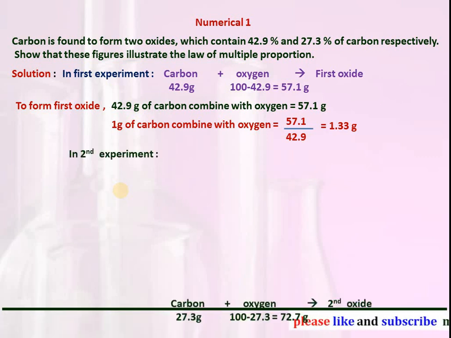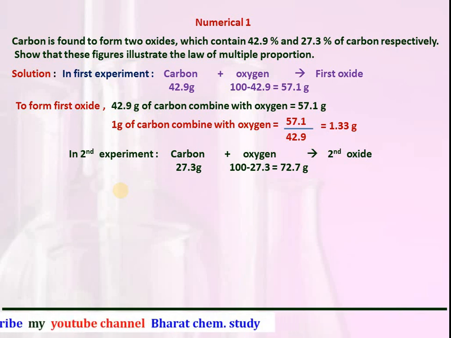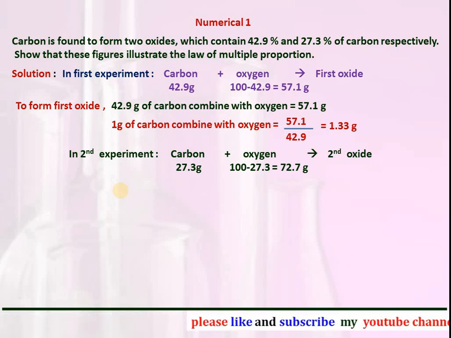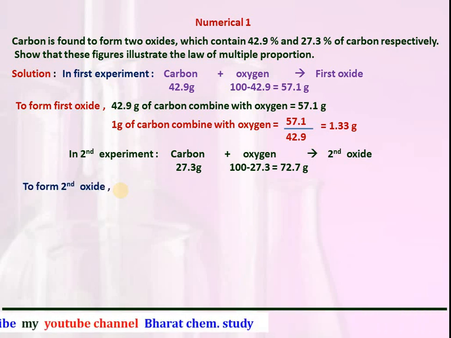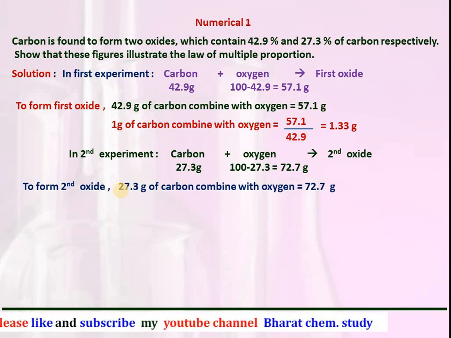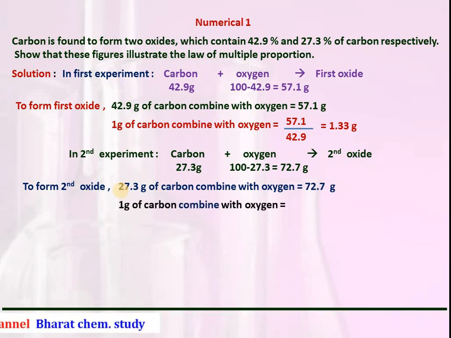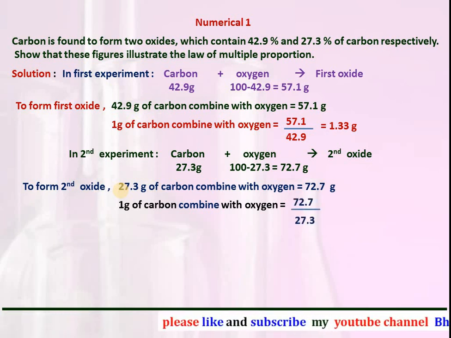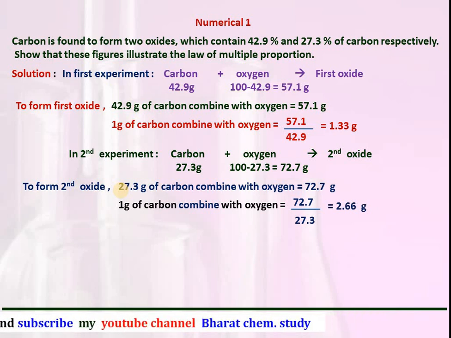Similarly, in the second experiment, 27.3 grams of carbon react with oxygen. The mass of oxygen can be calculated by subtracting 27.3 from 100, which gives the second oxide. So from the equation, it is clear that 27.3 gram of carbon combined with oxygen is equal to 72.7 gram. Therefore, the oxygen required by 1 gram of carbon to form the second oxide is equal to 72.7 divided by 27.3, which is equal to 2.6 gram.